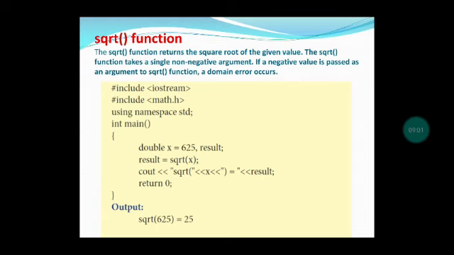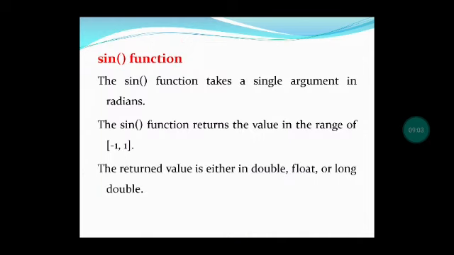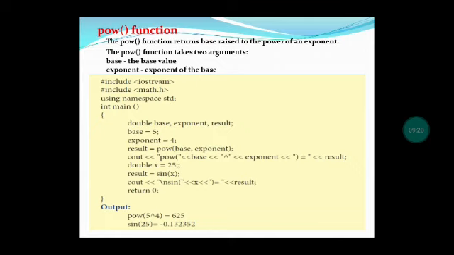The next function will be the sine function. This function also takes only a single argument and returns the value in the range from -1 to 1, and it can return the values either in double, float or long double. And the next one is the power function. This function is based on the exponent. It has two arguments, one is base, another one is exponent.